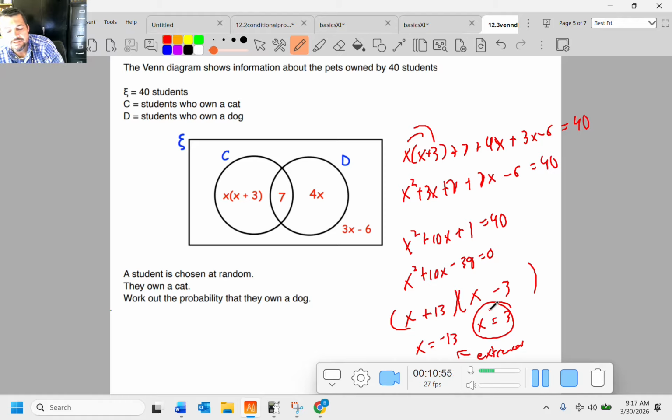So let's actually see what's in these circles here. 3 times 3 is 9, minus 6 is 3. 4 times 3 is 12. 3 plus 3 is 6 times 3 is 18. All right, a student is chosen at random. What is the probability they own a cat? There are 25 kids who own a cat out of 40, which reduces, by the way. It's going to be 5/8. What is the probability they own a dog? There are 19 kids who own a dog out of 40, and that does not reduce.